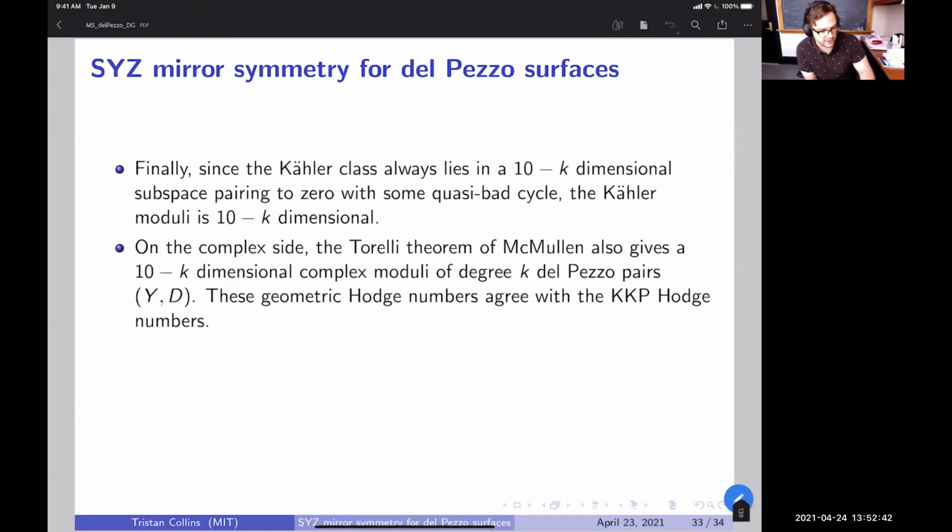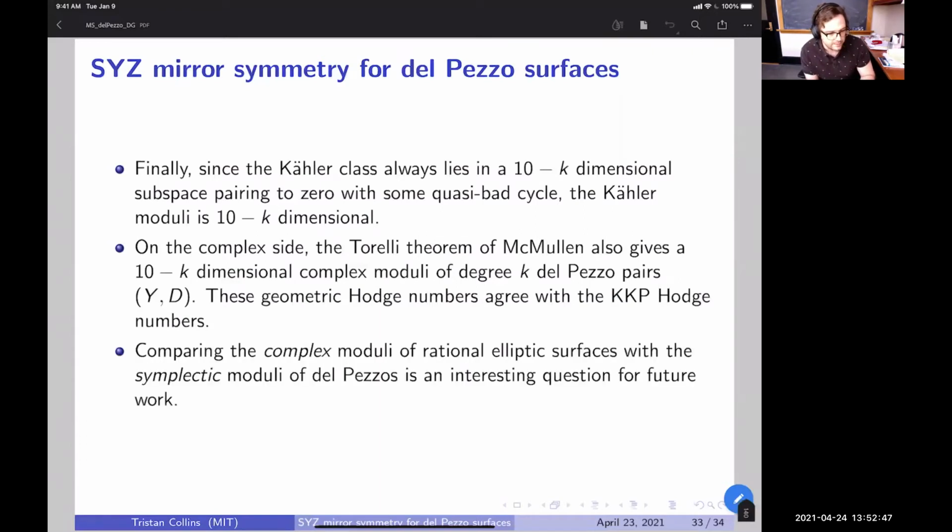So everything sort of agrees, which is kind of encouraging. What seems harder is to go the other way, to compare the complex moduli on a rational elliptic surface with the Kähler moduli on a del Pezzo surface. Because at the moment we only have 0-dimensional moduli on the del Pezzo surfaces. So there's sort of no topological moduli or symplectic moduli for Tian-Yau metrics, since they're DD bar exact and we don't know of any other examples.